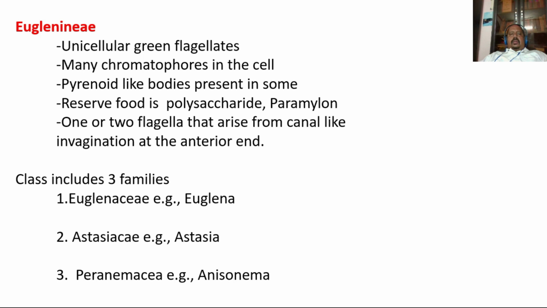Then comes the Euglenae, where the Euglena is included. They are unicellular flagellates, with many chromatophores in the cell. Pyrenoid-like bodies are present. Reserve food is the polysaccharide paramylon. One or two flagella arise from a canal-like invagination at the anterior end. These are the unique features of Euglenae, and the Euglena is included in the first family, Euglenaceae, and there are two other families also, Astasiaceae and Peranemaceae.